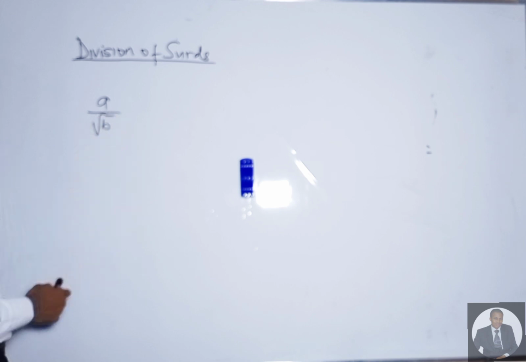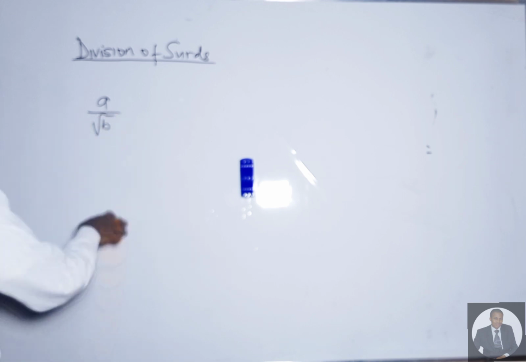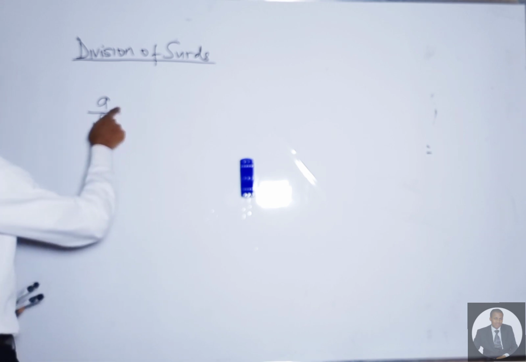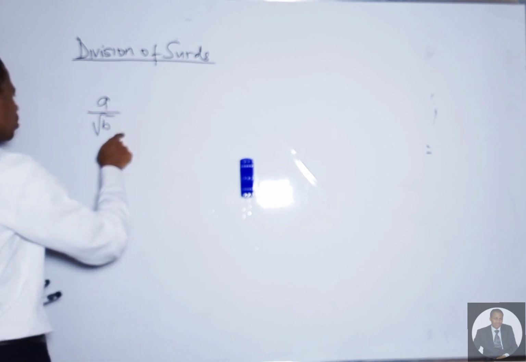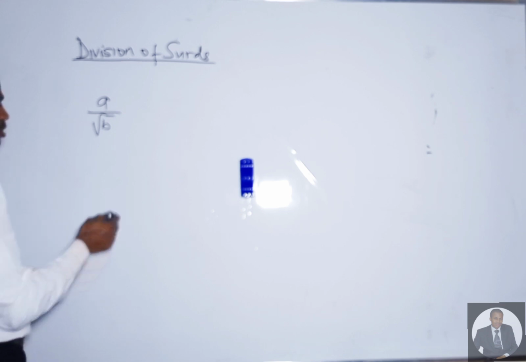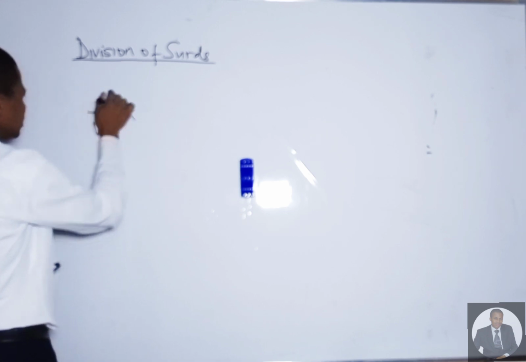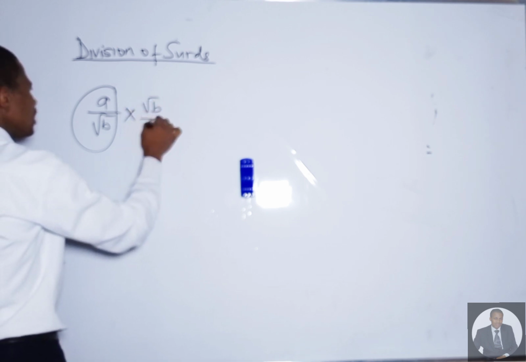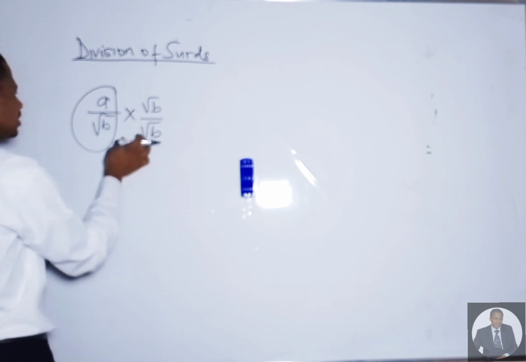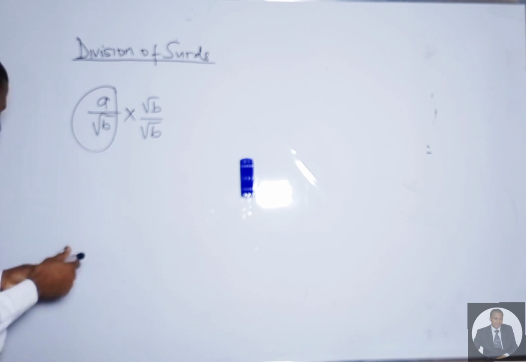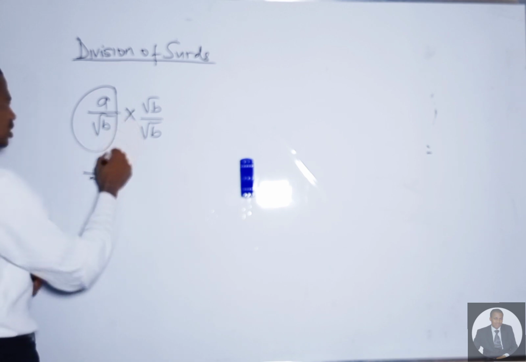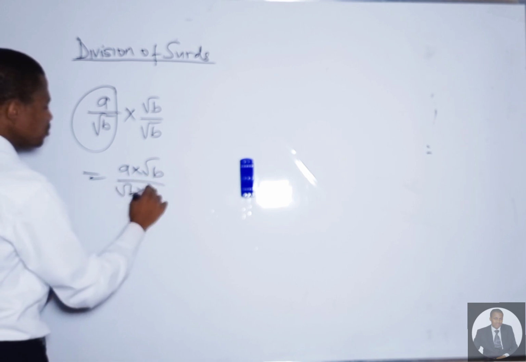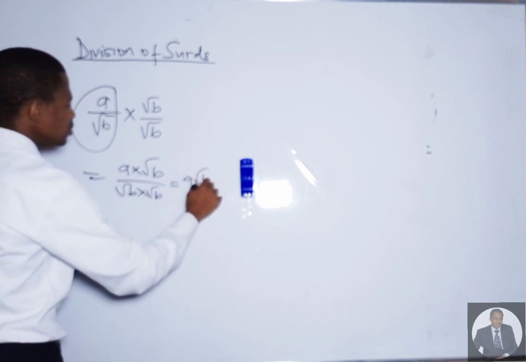the best thing to do is to rationalize this surd by multiplying the denominator and the numerator by the surd that is the denominator. So in a case like this, we have a times root b times root b, and that will give us a root b all over b.